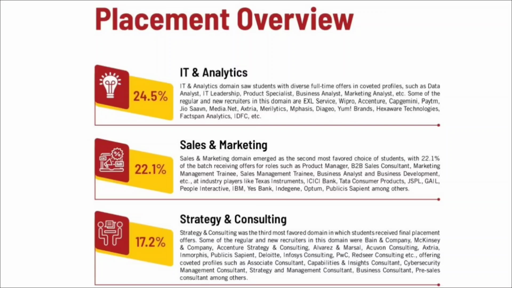Now coming to the second domain, which is sales and marketing. There are 22.1% placements from the sales and marketing domain, and if we consider the top recruiters for sales and marketing, then those are ICICI Bank, Tata Consumer Products, JSPL, GAIL, IBM, S Bank, Optum, and there are so many companies over there. And if we consider the roles offered in sales and marketing, then those are product manager, B2B sales consultant, marketing management trainee, sales management trainee, business analyst, business development, and there are so many roles over there.